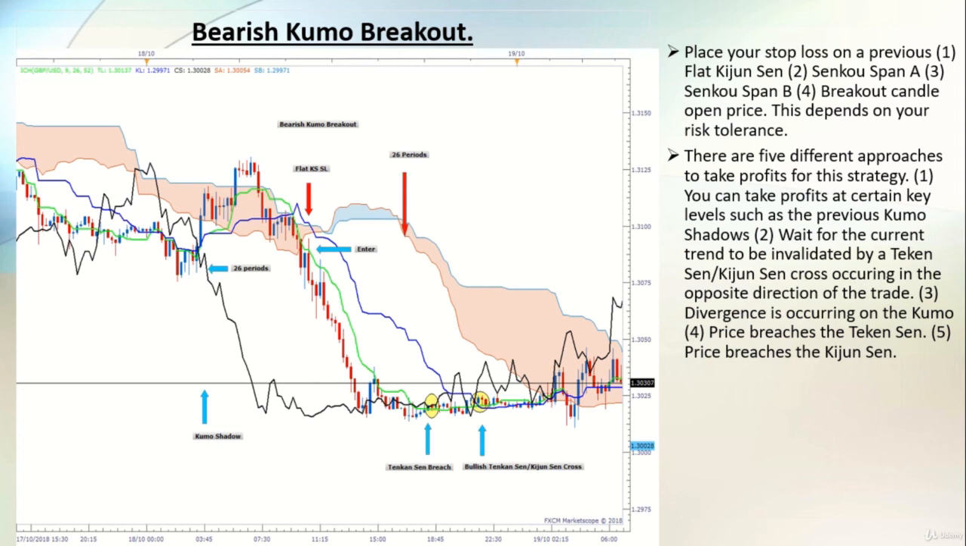And the fifth example is when price breaches the Kijun-sen. This happened over here, roughly the same time when the Tenkan-sen crossed over the Kijun-sen.